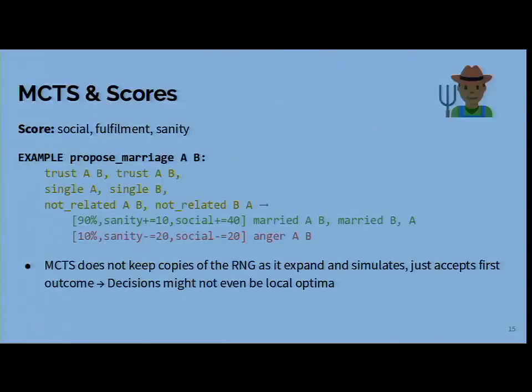Now, the way we implemented the MCTS system was based on 3 scores, loosely based on Maslow's hierarchy of needs, the top 3 layers in particular. So if you take this farmer, for example, he can propose marriage to someone else, given a couple of preconditions. And you can see in red and in green 2 different outcomes of this action, each with a percentage: 90% success, when the sanity and social scores would increase, but a 10% chance of failure, when the sanity and social scores would decrease, and he becomes angry at that other person in response to that.